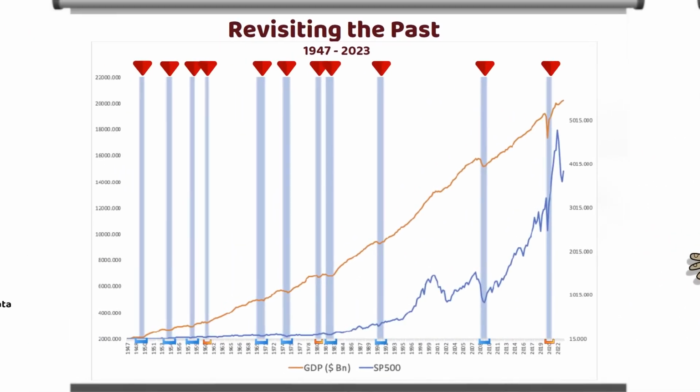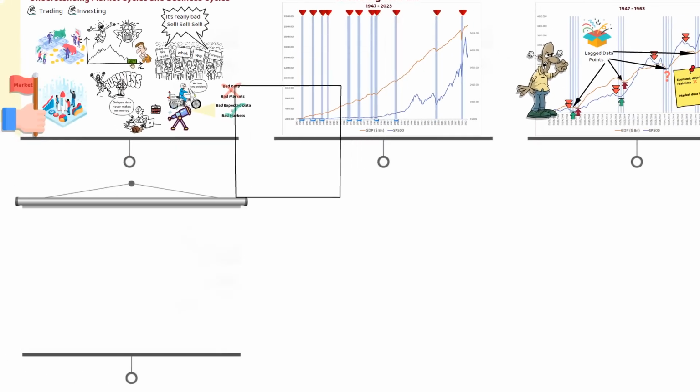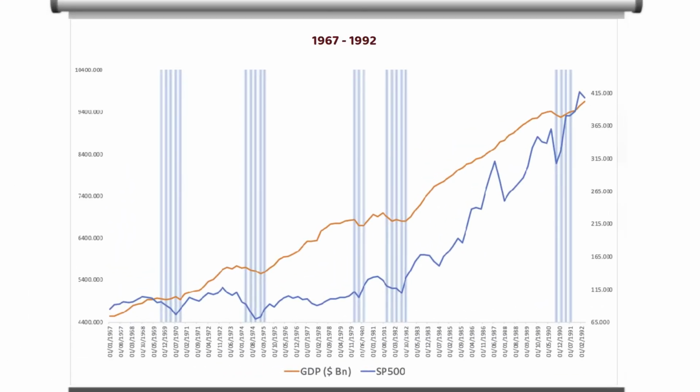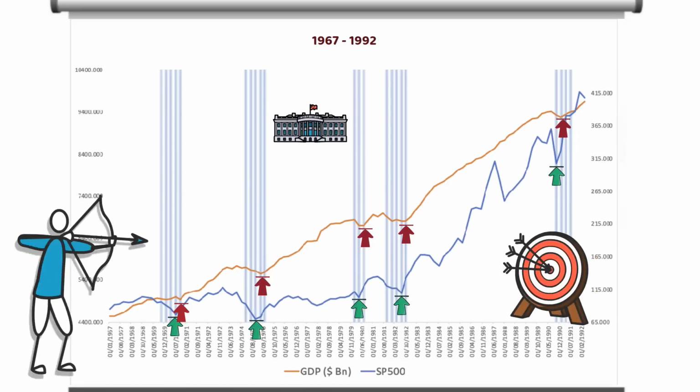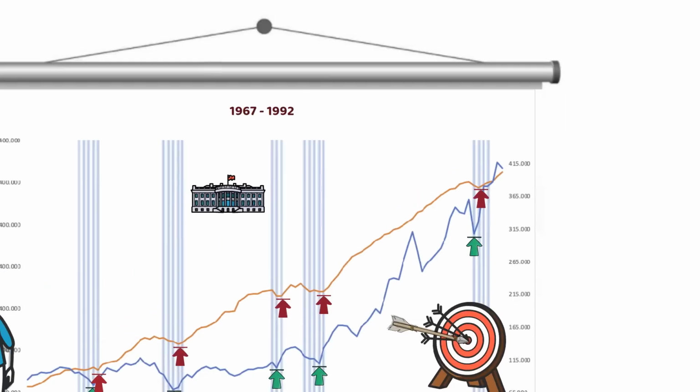Let's look at another period, from 1967 to 1992. Here also, the market bottomed before the economy and took to new highs much before the economy. As the governments and central banks become more responsive to these cycles, the market has become more efficient over time, cementing the leading nature of the market.